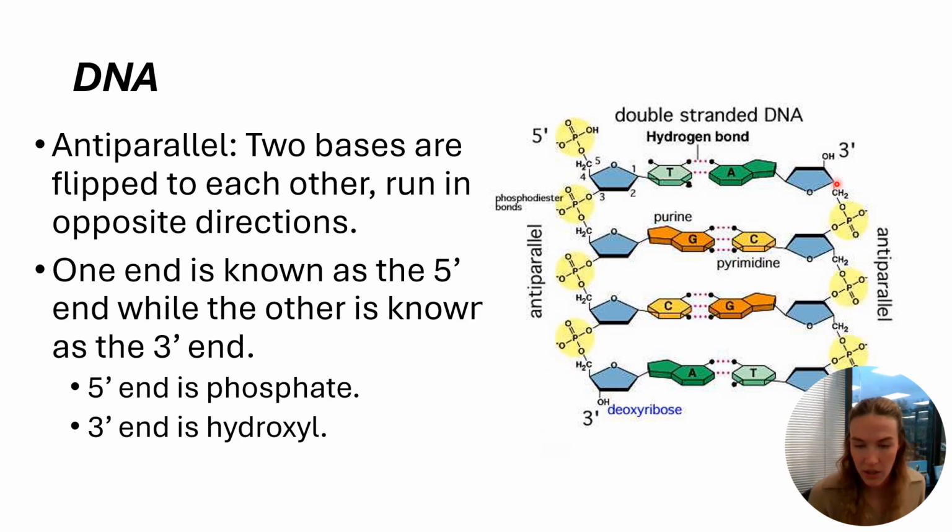Now if we look at the other side, we'll notice that one end is still the hydroxyl and is connected to the 3'. The other side is going to be the 5' phosphate. These are always going to run opposite to each other. So if you have 5' to 3' on one side, then it'll be 3' to 5' on the other side. And that's what you'll see in your modeling thing that we did in class.